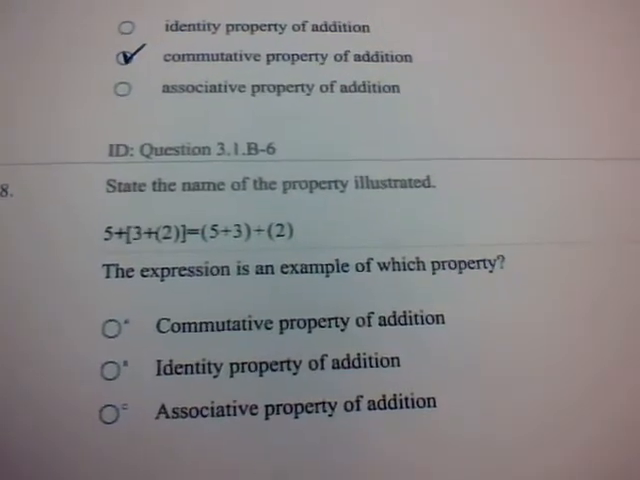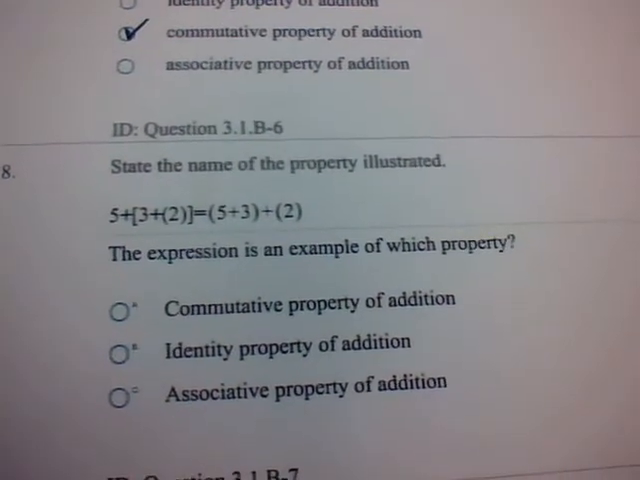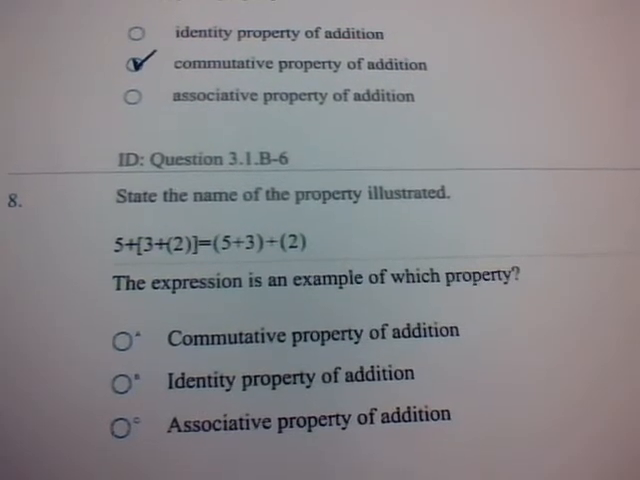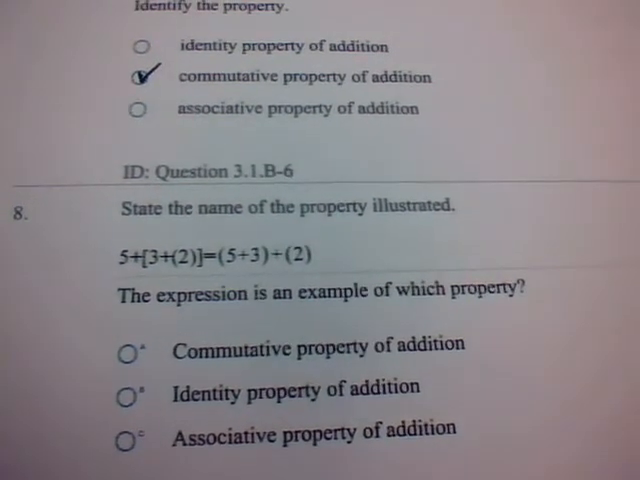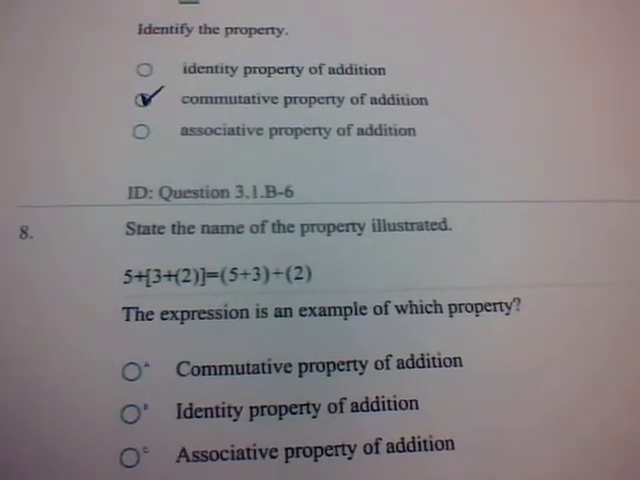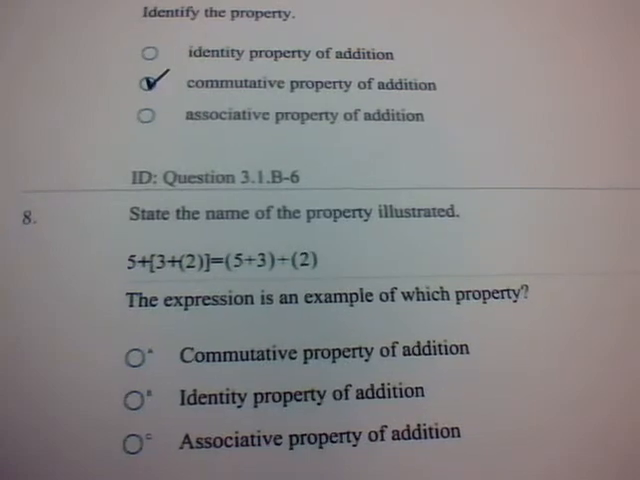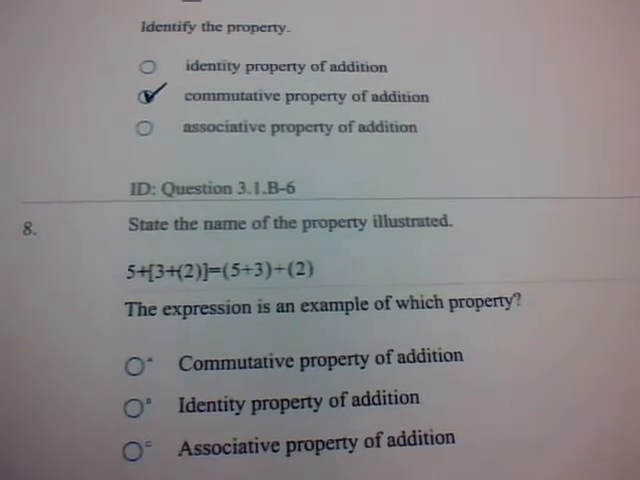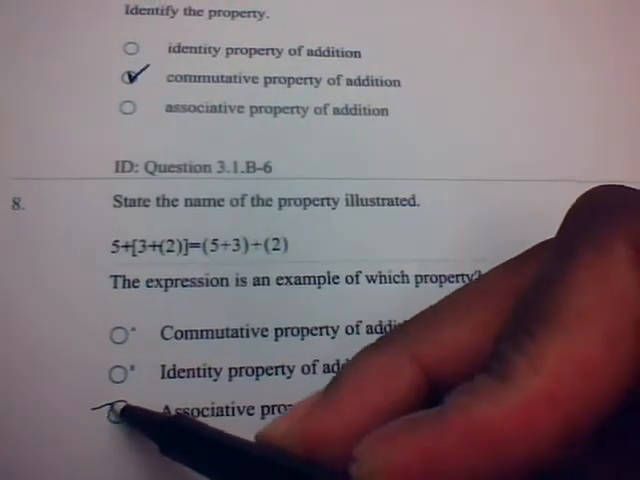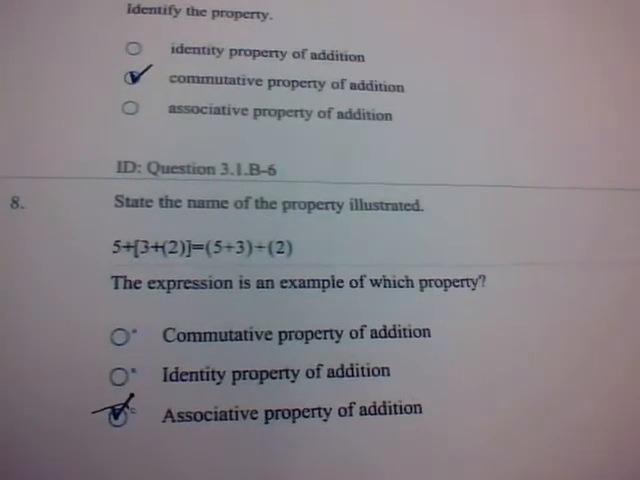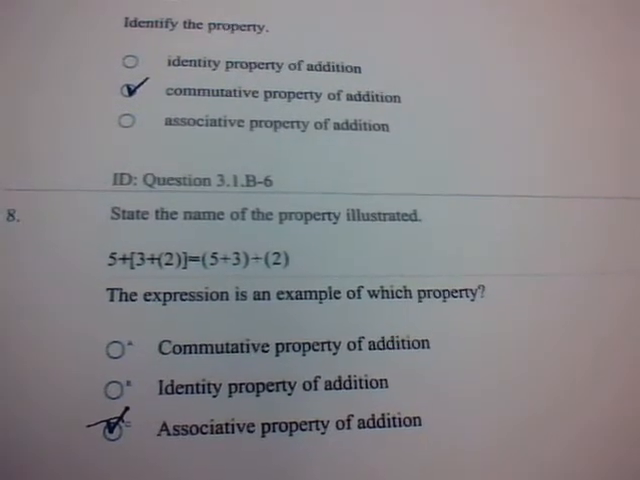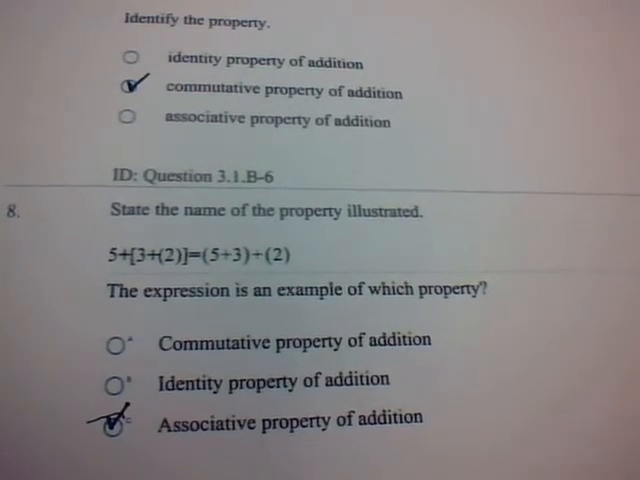And then let's look at this one. State the name of the property illustrated. We got 5 plus, in the brackets, 3 plus 2, and that's equal to, in the parentheses, 5 plus 3, plus 2. In this particular case, notice that the grouping has changed. So that would mean that this is the associative property of addition, because the grouping of the 5 and the 3 and the 3 and the 2 has changed.